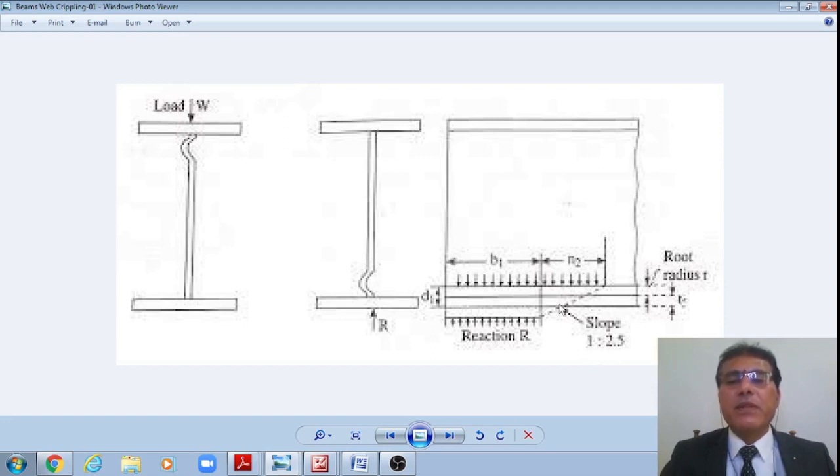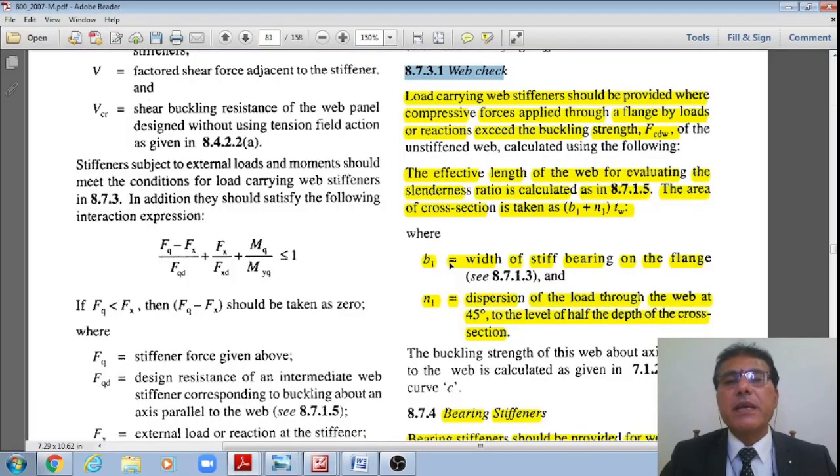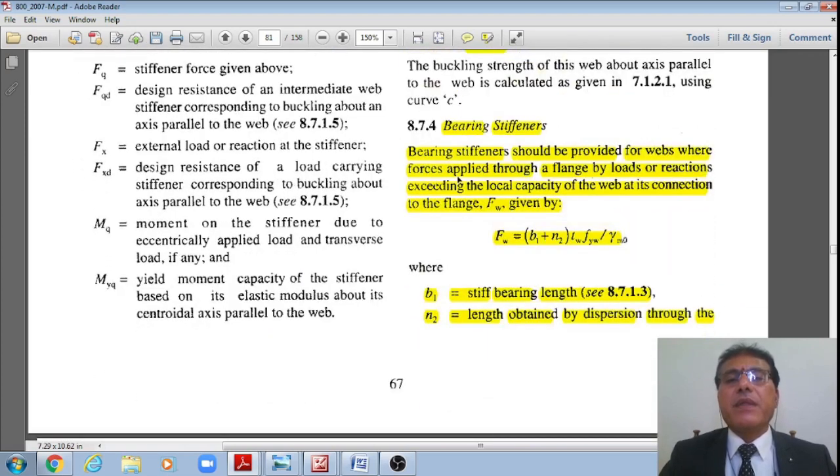Right, 1 in 2.5. Therefore, it goes up to the end of the root radius. So there is the thickness of the flange plus R1, multiplied by 2.5. Now I'll show those calculations. If I come to that calculation, as per clause 8.7.4 on page number 67, let me go to that page, student. The same page, bearing stiffeners.